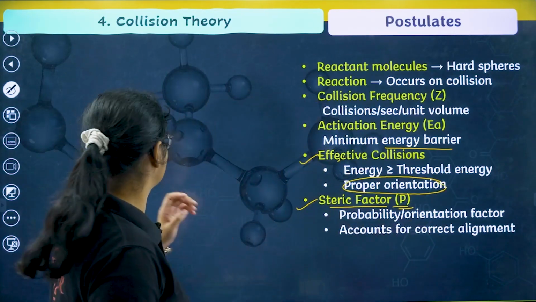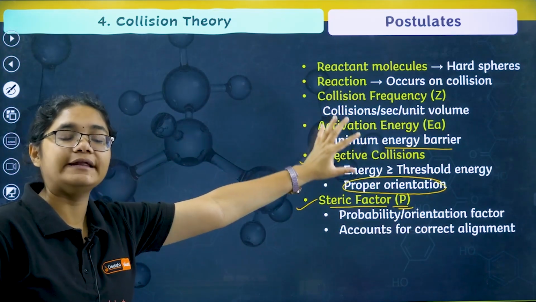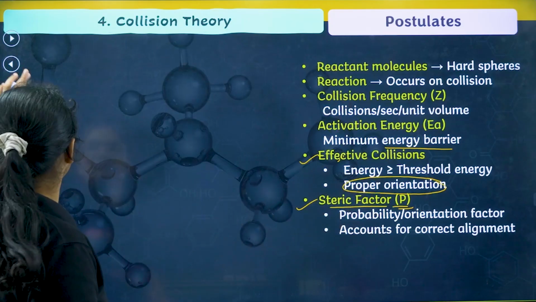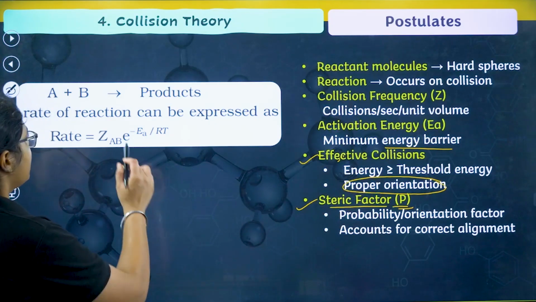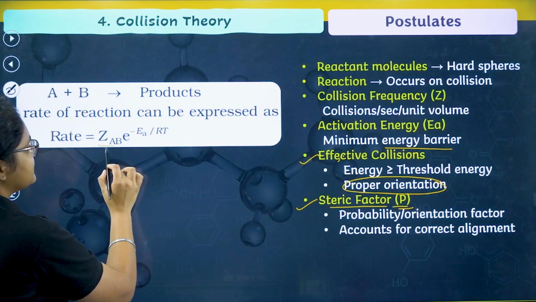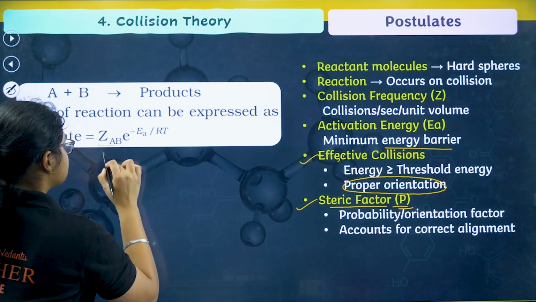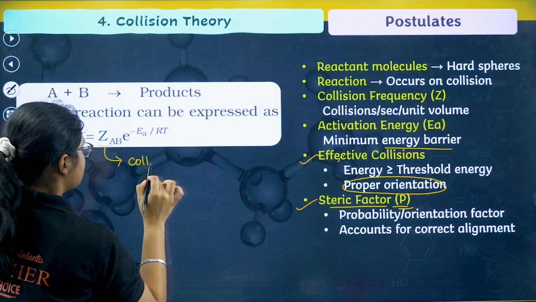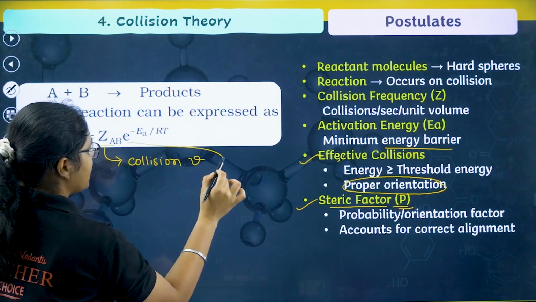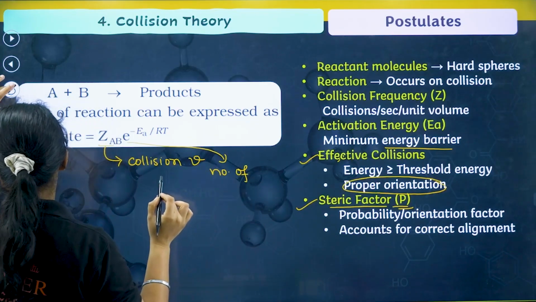Okay, in the equations I'll show you. So when we thought that collisions can lead to reactions, there was no discussion about proper orientation. So at that time we have this equation, A plus B gives product, and the rate of this reaction can be given by ZAB into e to the power of minus EA by RT, where this ZAB is what? Collision frequency. Okay, collision frequency, and EA by RT is the number or fraction of molecules.